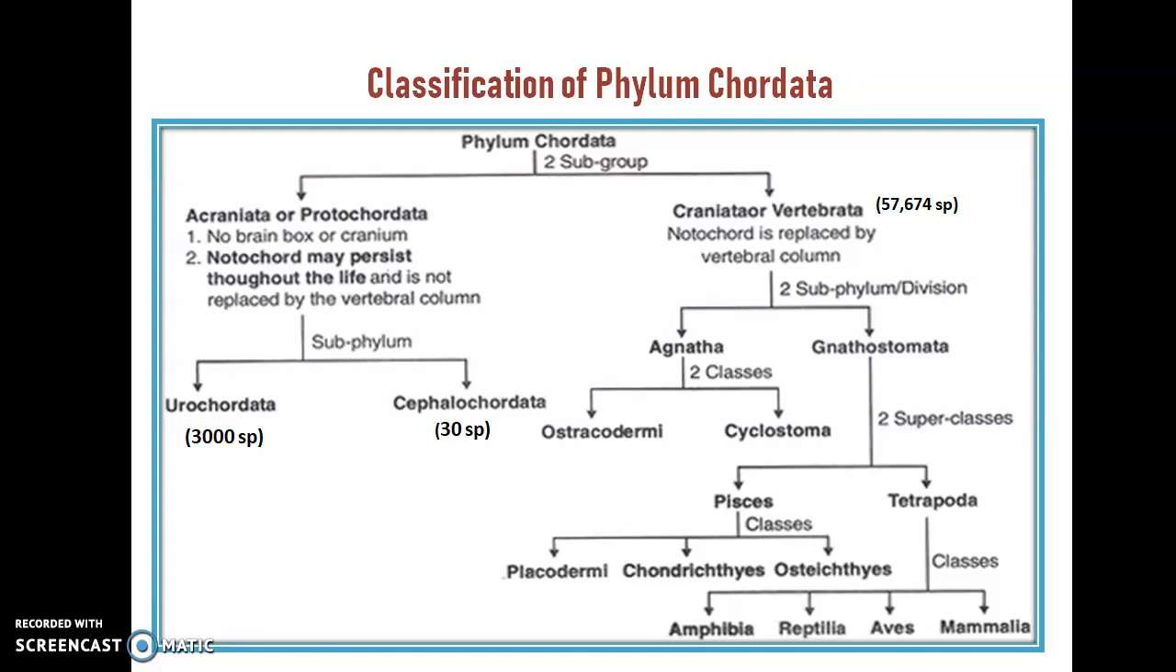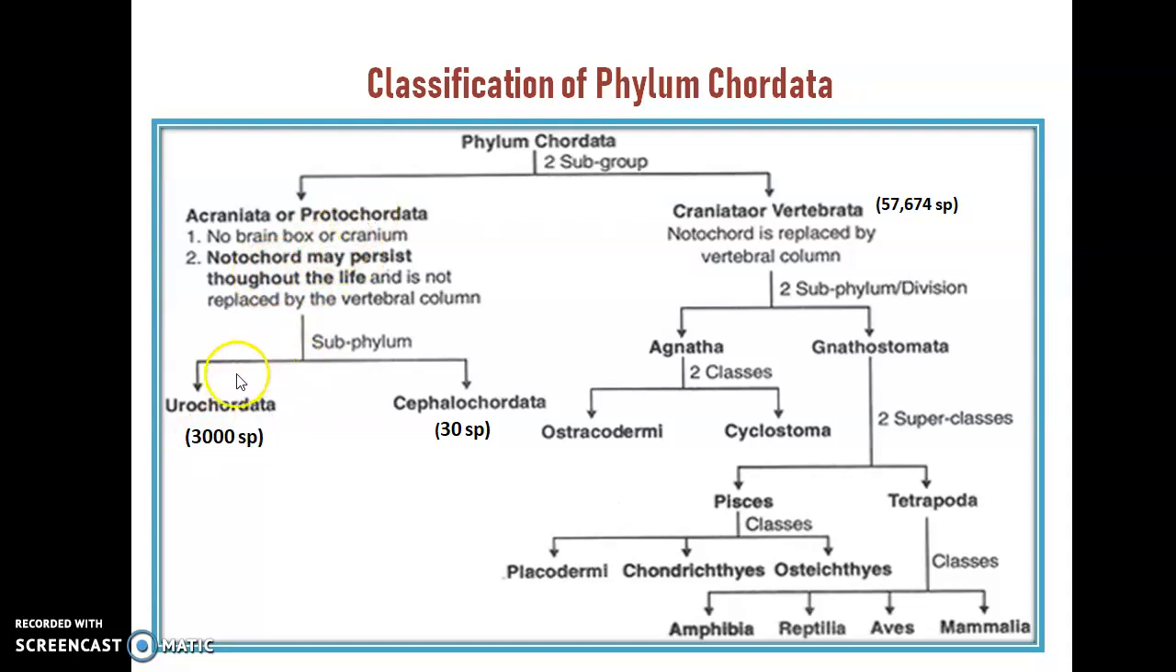The phylum Chordata has been divided into two main subgroups: Acraniata or Protochordata, and Craniata or Vertebrata. What is meant by cranium? Cranium is a brain box. So Acraniata, as the name indicates, doesn't have any brain box or cranium, and they have a notochord. As they are chordates, they have a notochord, but the persistence of the notochord will be different in this category. I will explain it in detail.